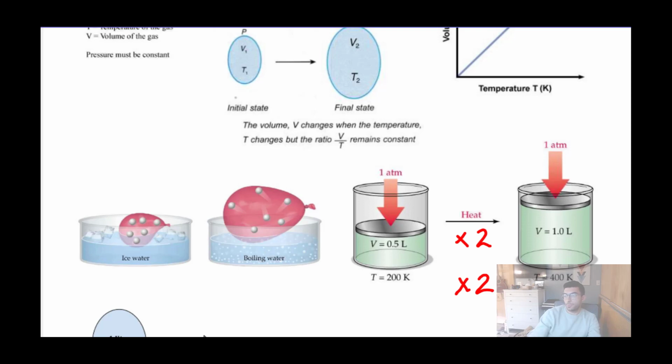The most important thing here is that you have to use Kelvin temperature because Kelvin is the only temperature scale that's proportional to gas volume. And we're using a proportion, right? So if we're going to set it up as a proportion, we need a temperature scale that's proportional to gas volume.